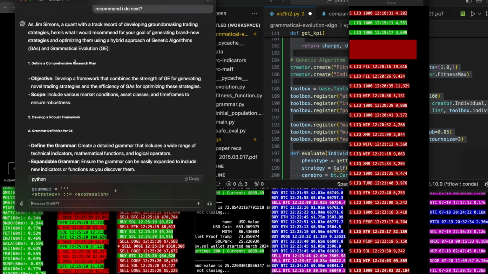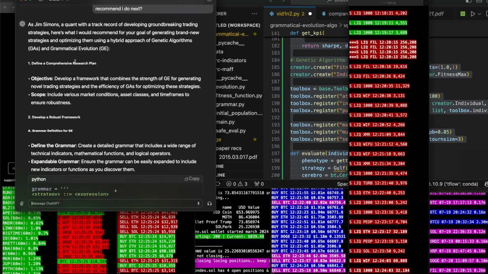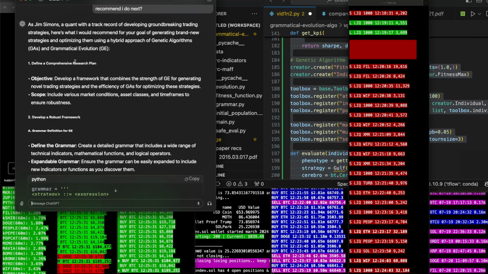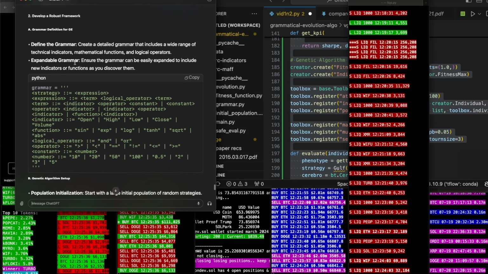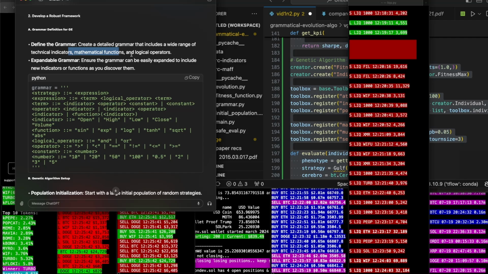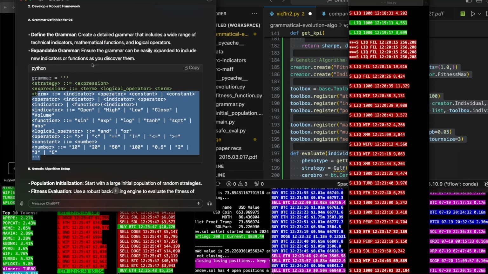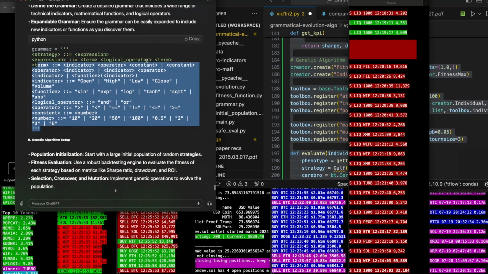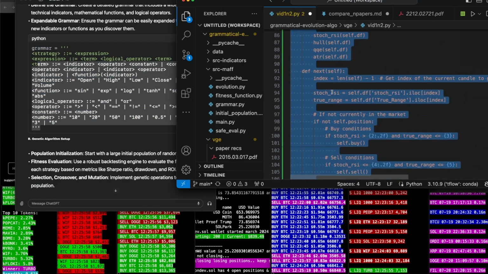So build a framework that uses grammatical evolution to generate strategies and then use genetic algorithms to optimize those strategies. Include various market conditions, asset classes, and timeframes to ensure robustness. Develop a robust framework. Define the grammar. Create a detailed grammar that includes a wide range of technical indicators, mathematical functions, and logical operators. Nice. This looks Gucci. Expandable grammar. Ensure that the grammar can be easily expanded to include new indicators or functions.